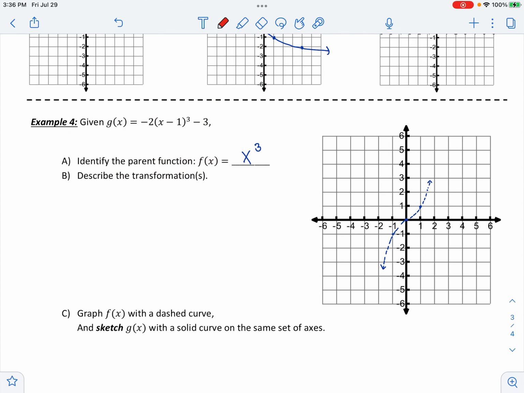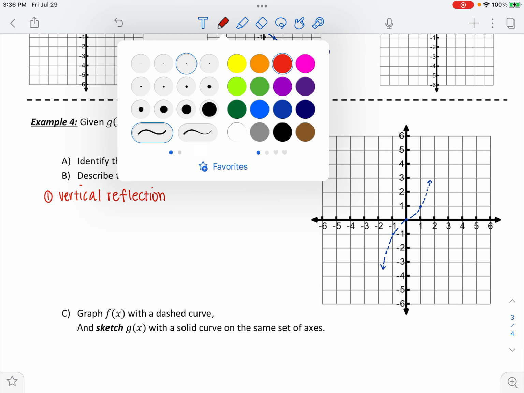All right, now I'm going to describe each transformation. I like to move left to right when looking for them. So first off, I see this negative in front. I say, okay, it's in front of the parent, and I'm going to call it number 1. It's in front of the parent, so it's vertical. And since it's the negative, that's a reflection. This is a vertical reflection.